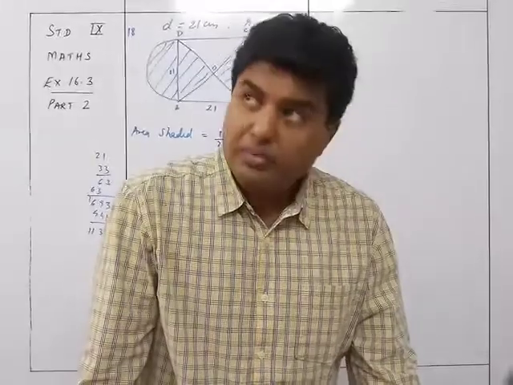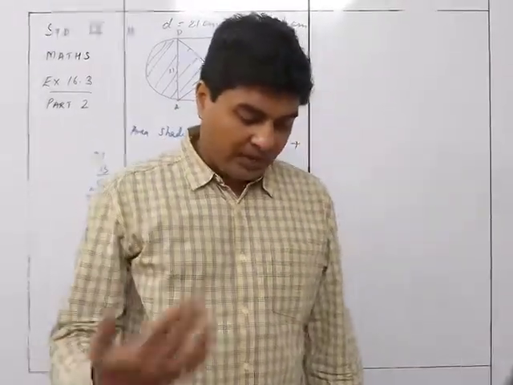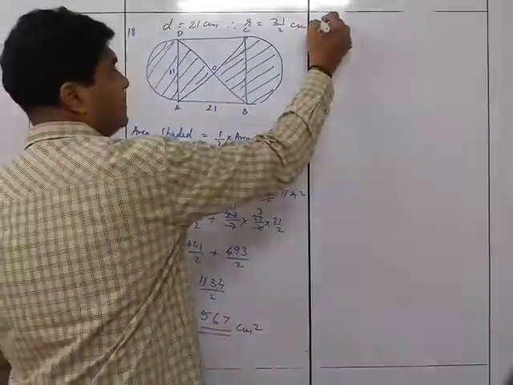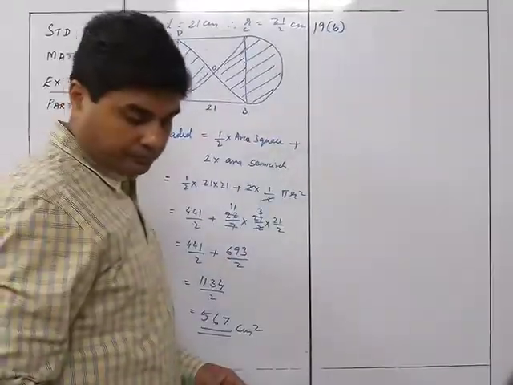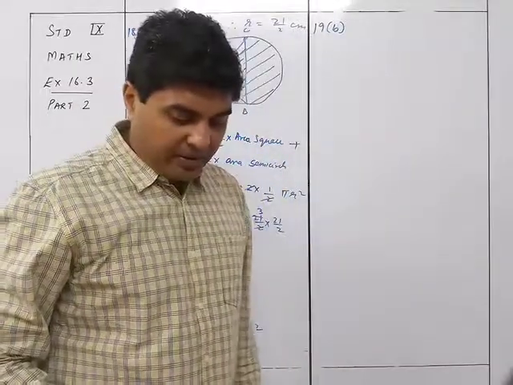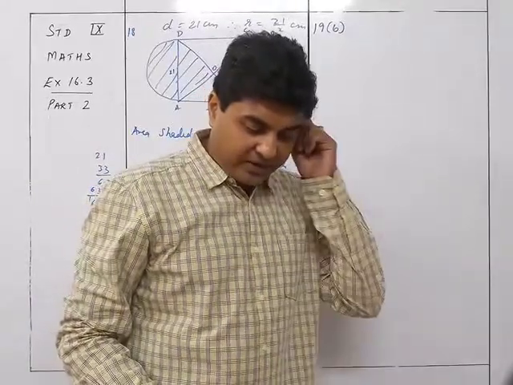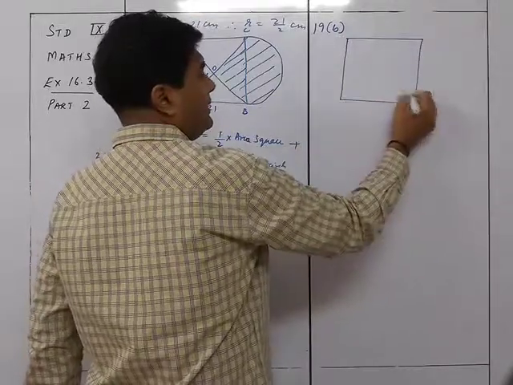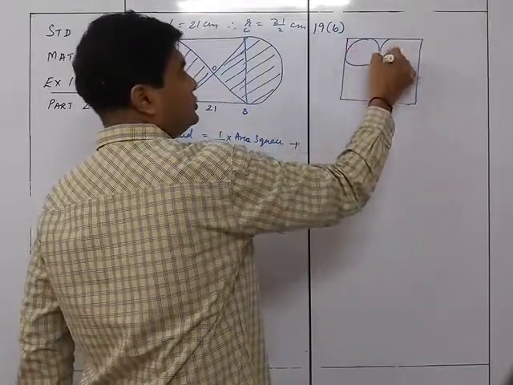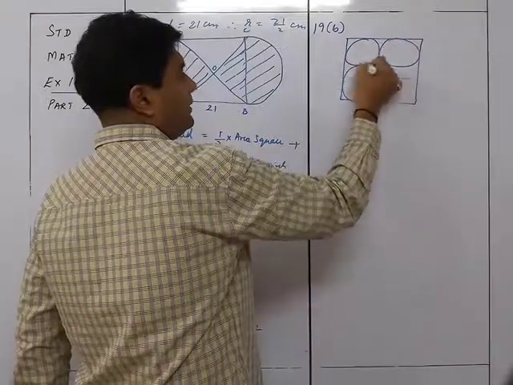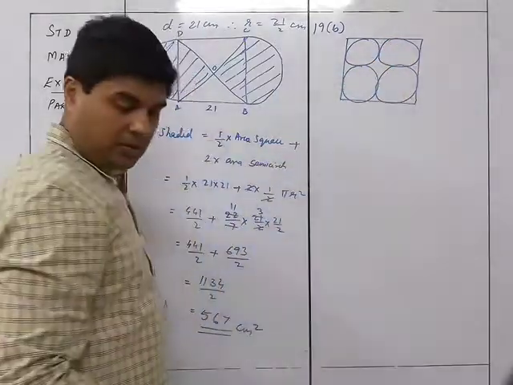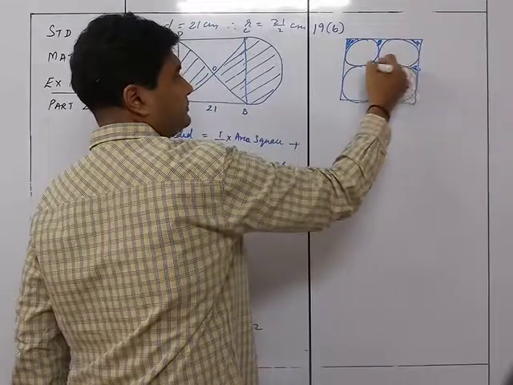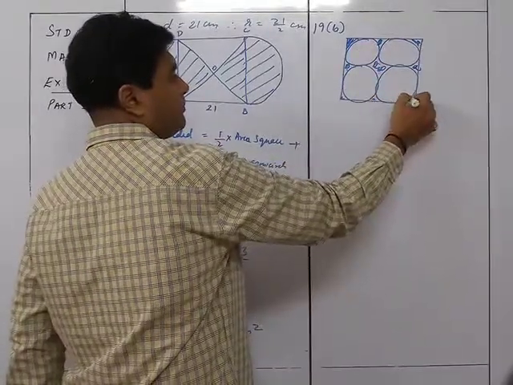We now move on to sum number 19. As the alternate sum, we'll be doing the second sum, that is 19b. In sum 19b, we have a square of side 14 centimeters and we need to find the area of the shaded region. This is a square and there are 4 circles, 1, 2, 3 and 4. You need to find out the area of this shaded part.